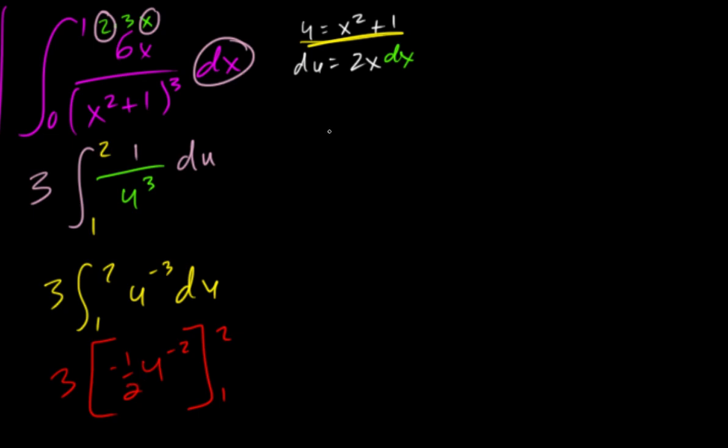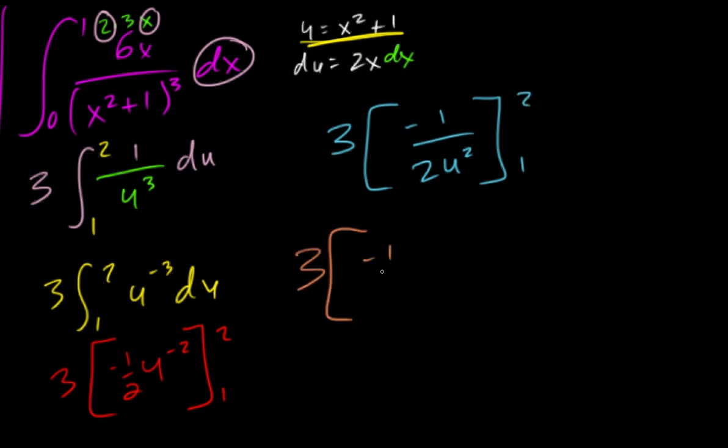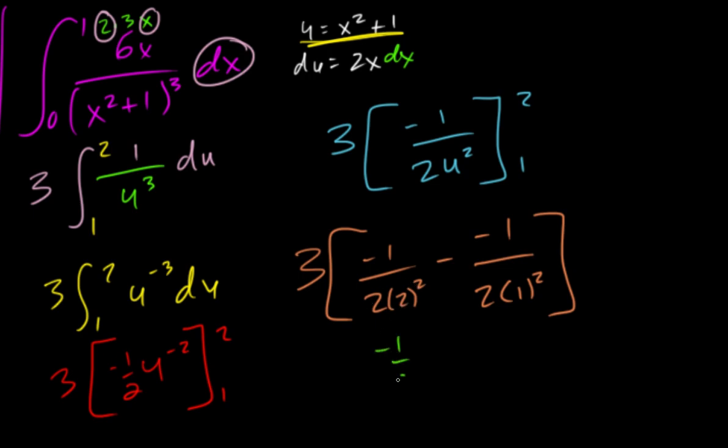Okay. So I'm going to rewrite this just a little bit. I'm going to say 3 times negative 1 over 2 times u squared before I plug it in. Okay. So now I plug in the 2. Subtract that from when I plug in the 1. 2 squared times 2, that's just 2 cubed, so that's negative 1/8. And this one is going to be, so negative negative would be a positive, and this is just going to be 2.